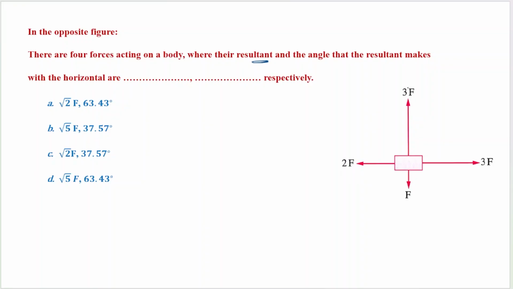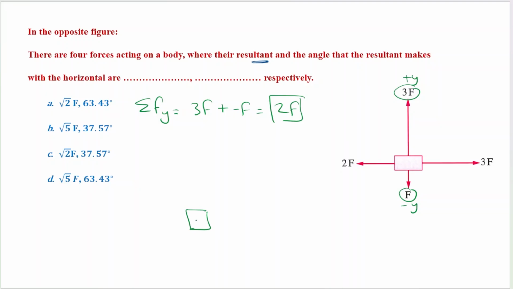So this is the y-axis, this is positive y, and this is negative y. First we need to find the sum of all forces over the y-axis. So this is positive 3F plus this is negative F. So it will be positive 2F. So this is the object, and it is affected by a force of 2F upward. Why upward? Because it is positive.